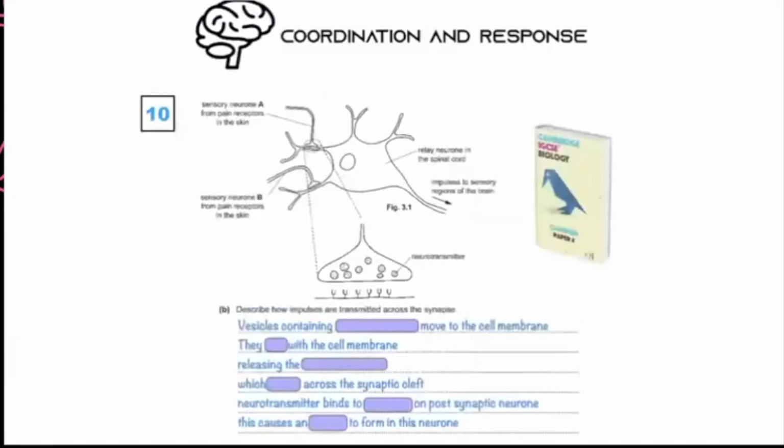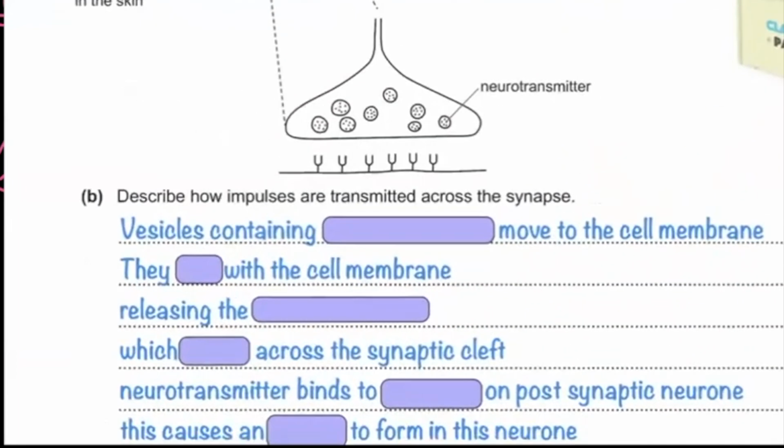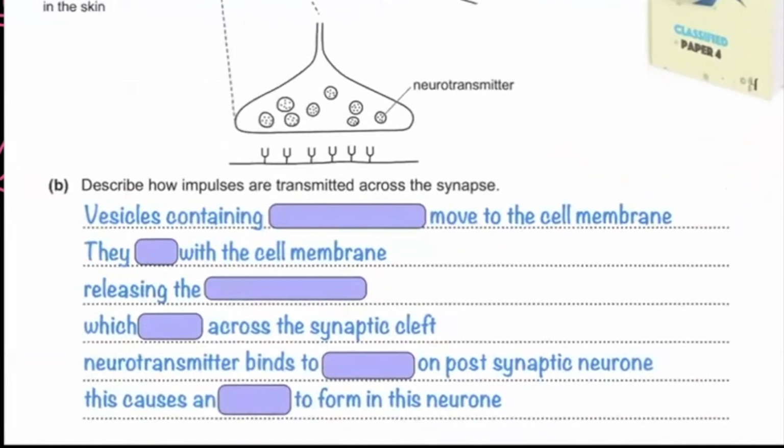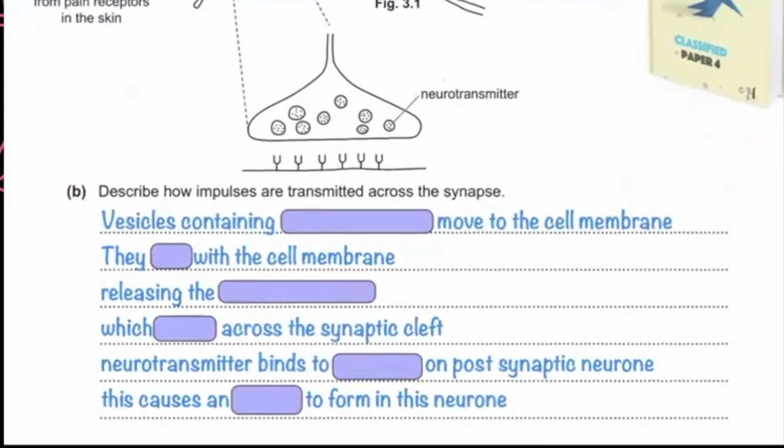Let's try a question about the synapse. They said here, describe how impulses are transmitted across a synapse. So what am I going to start with? I'm going to say vesicles containing, do you know what we call that chemical? It's actually written here in the question. So say vesicles containing the neurotransmitter move to the membrane. What do they do? They actually fuse with it, right?